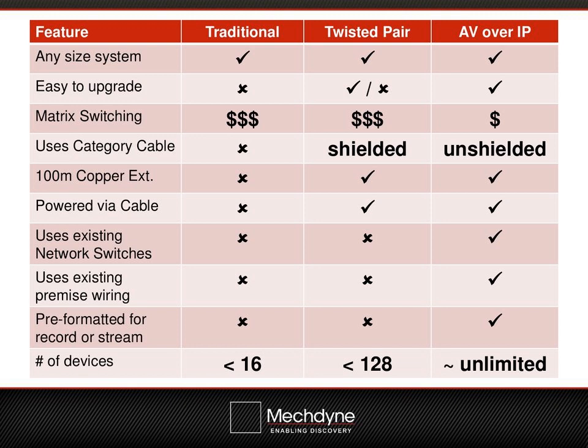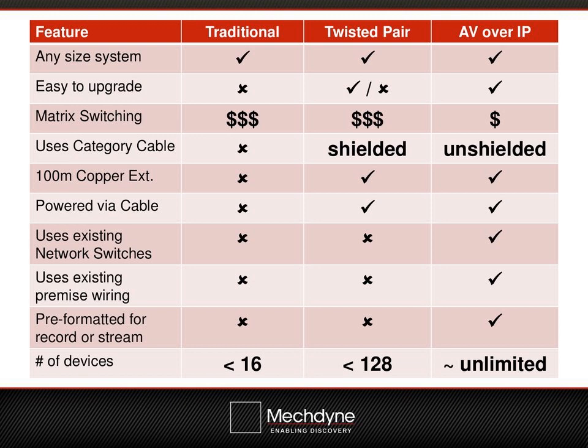Again, you can see the benefits of twisted pair or AV over IP there. Can it be powered via the cable? Again, you can power some things with a twisted pair cable, but you can also use power over Ethernet on an AV over IP basis. Can it use your existing network switches or your existing premise wiring? This is where we're really beginning to see the benefits of AV over IP, as well as is it pre-formatted for recording or streaming? Again, AV over IP is right there.